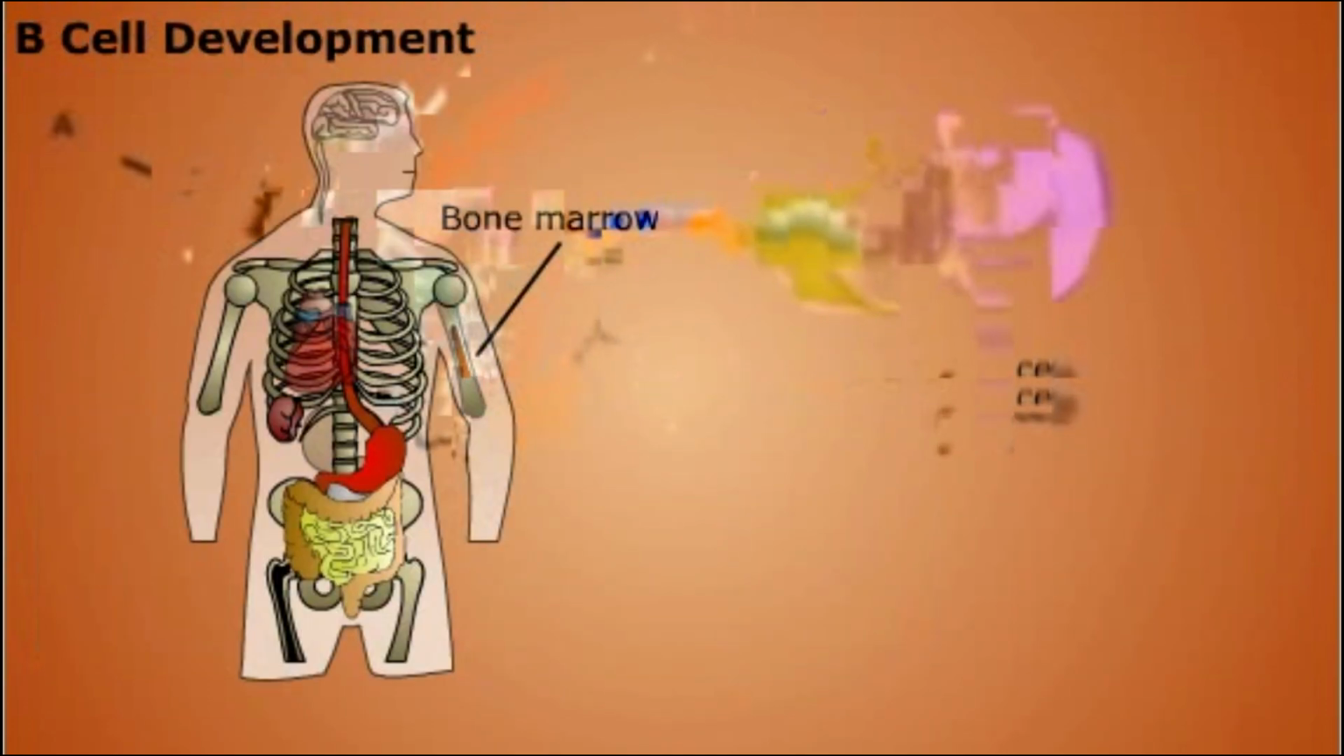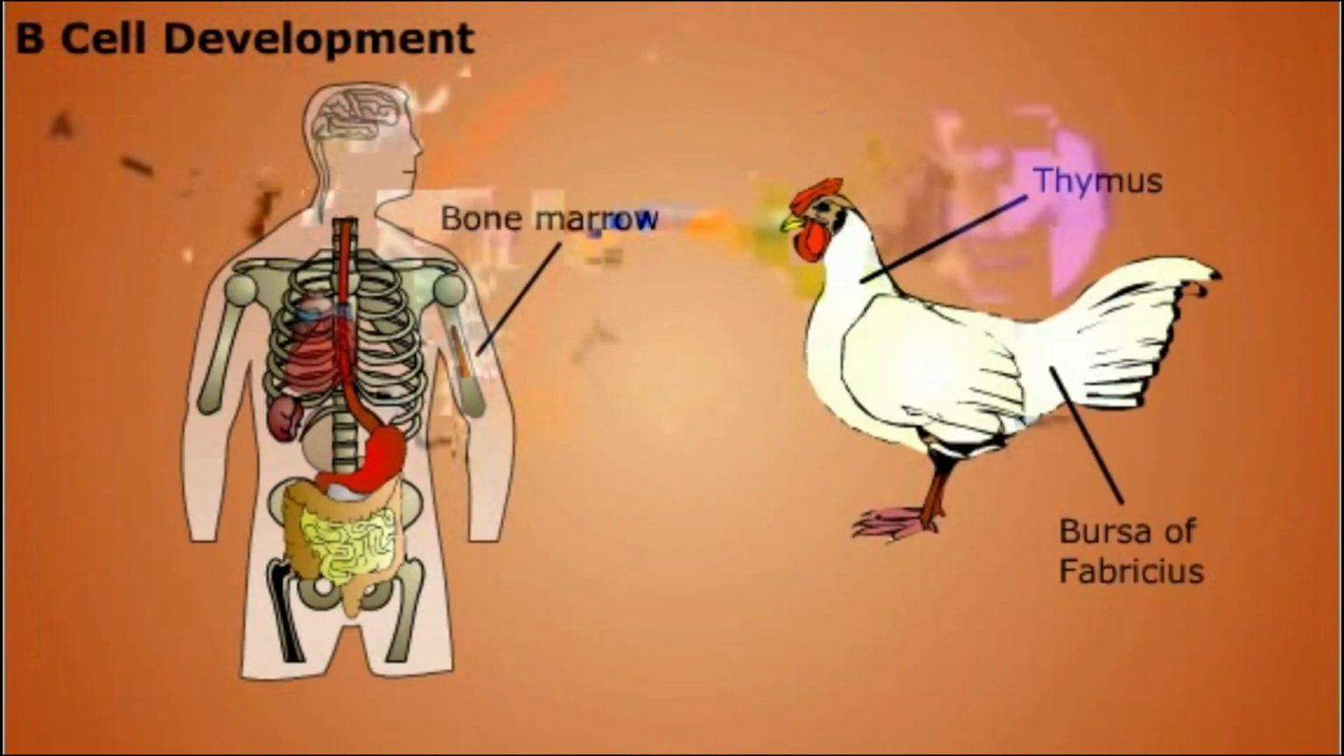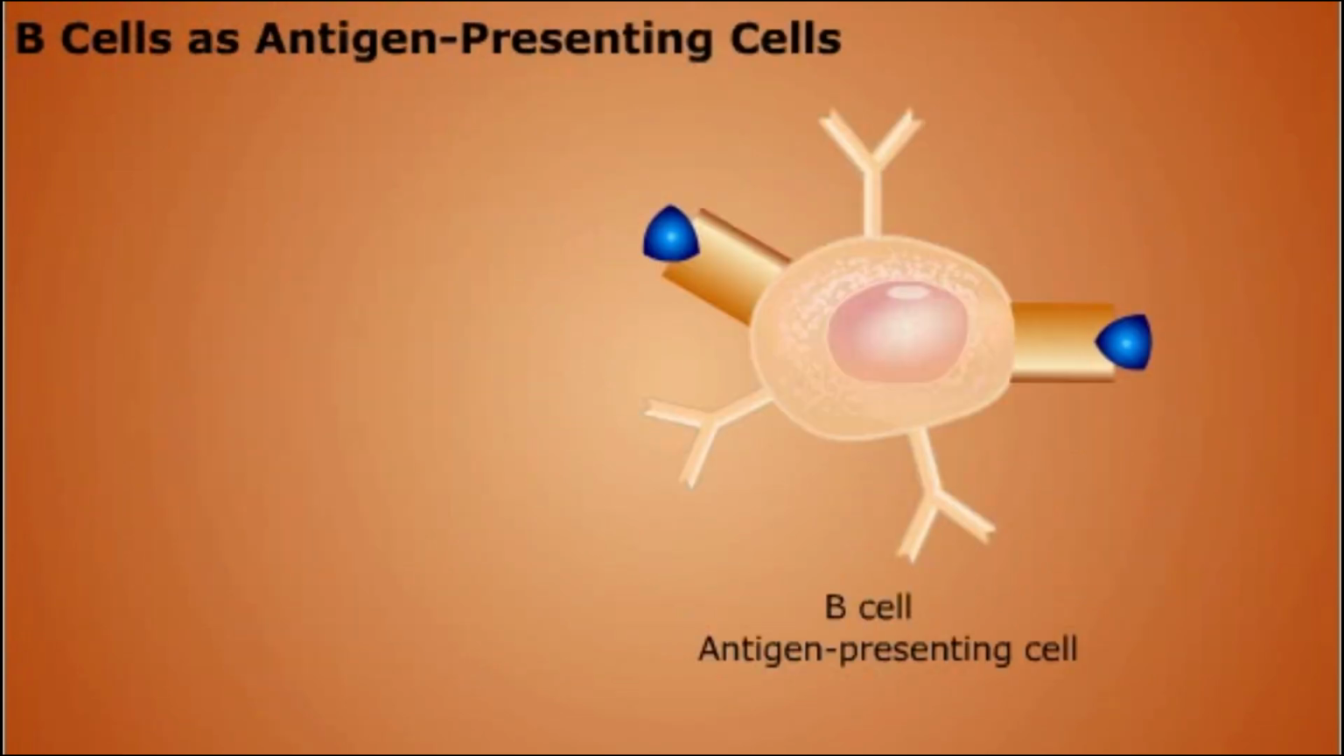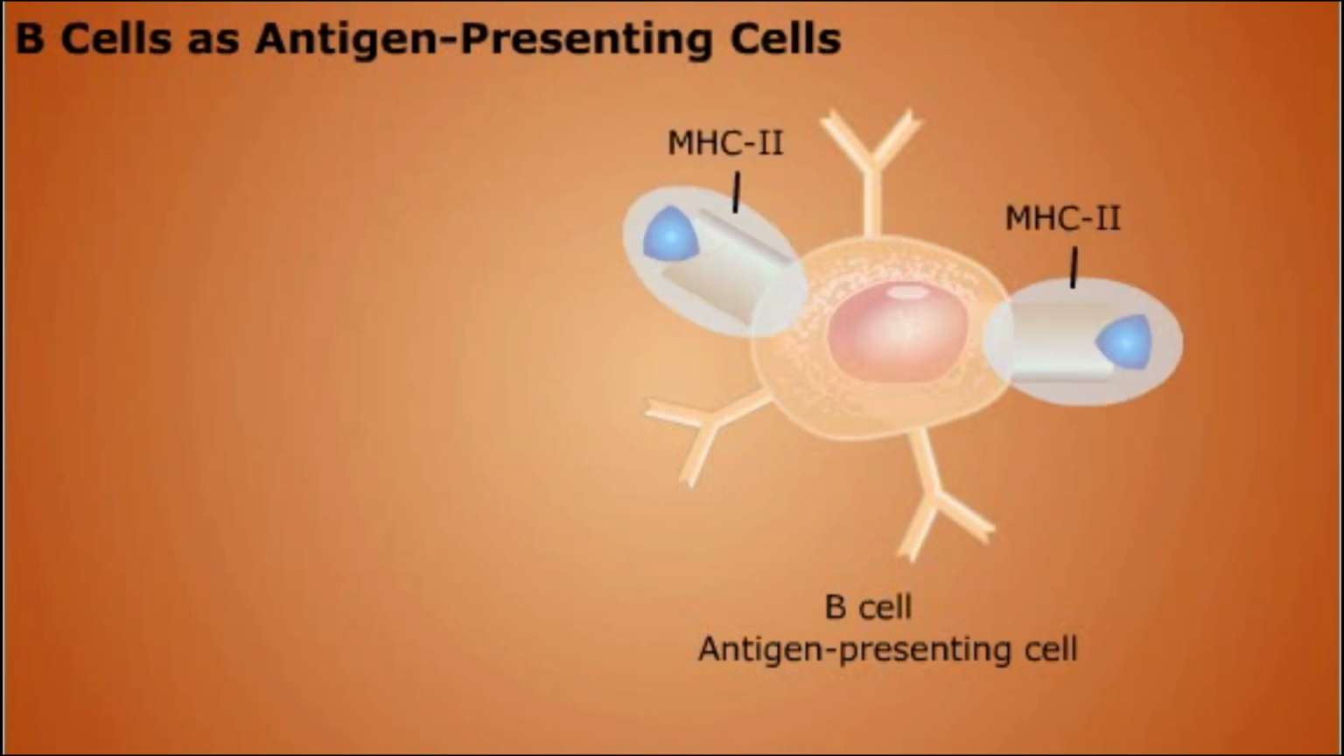B cells develop in the bone marrow. The B in B cells originally described where they developed in birds, an organ called the bursa of Fabricius. But since B cells develop in the bone marrow in all other vertebrates, the B can also help you remember bone marrow. B cells are antigen-presenting cells, so they express MHC2 molecules on their surface.